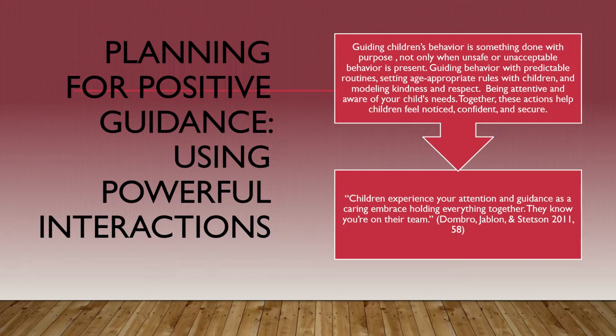When you model kindness and respect to your spouse and other adults, be it your neighbors or your close friends, that shows your child how to engage with other people. And in turn, that will help them with their relationships with their peers. Together with these actions, being attentive and aware of your child's needs, when you're meeting your child's needs, that helps them feel confident and secure, and they know that you notice them.